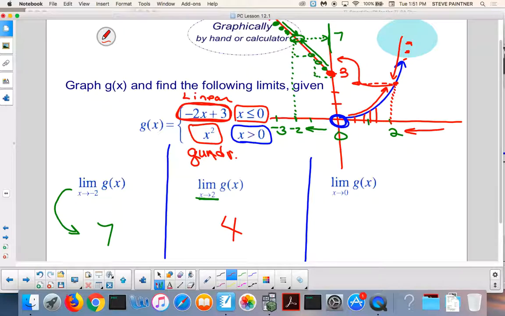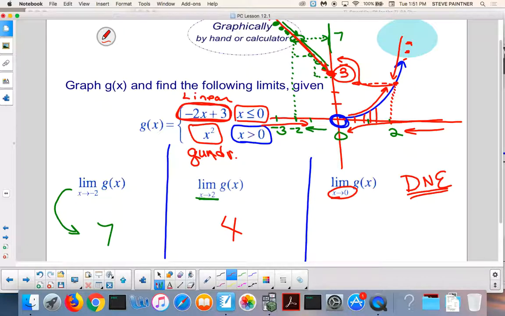Okay. Uh-oh. How about this one? Does not exist. Does not exist. How come? Because as you come in from the right towards 0, it looks like your answer is what? 0. 0. But if you come in from the left of 0 this way, you're approaching what? 3. You can't say two different numbers. Doesn't work. Does not exist.